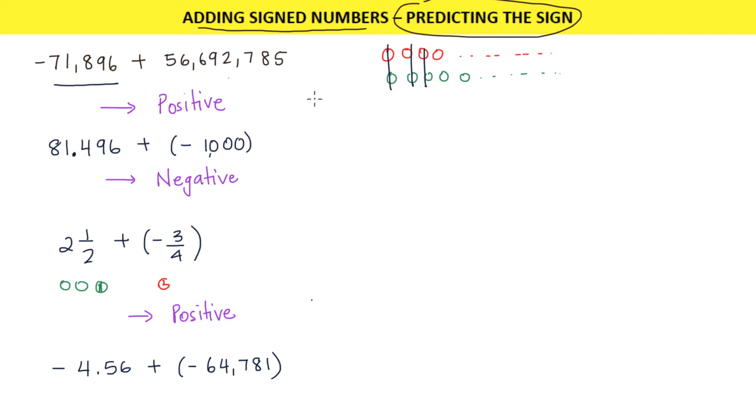one number was negative and the other number was positive, and so they were canceling each other out and something was left over. But in this problem, both the numbers are negative, which means if we were to represent this with our red and green dots, we have some red dots here and we have a lot more red dots here. But there is nothing to cancel each other out, and therefore you'll only have red dots, more red dots. So your answer will be negative.